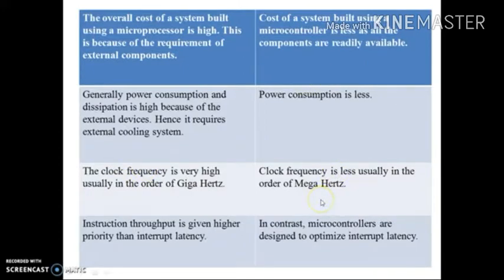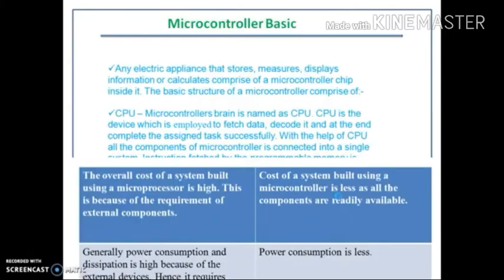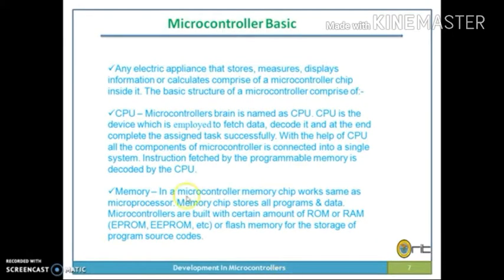Also, the main difference is that the clock frequency is very high, usually in the order of gigahertz, in the microprocessor, whereas the clock frequency is less in the case of a microcontroller, that is, in megahertz.